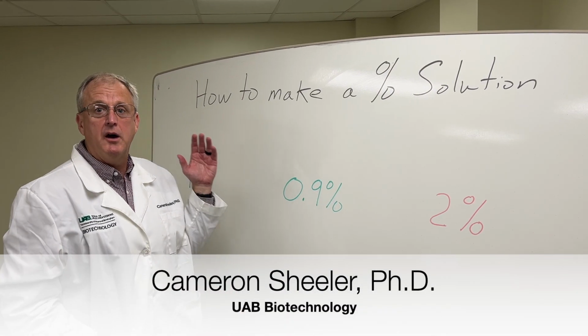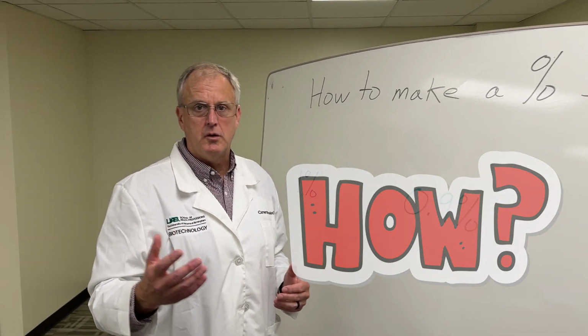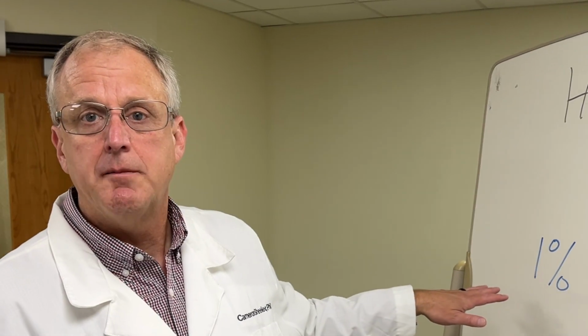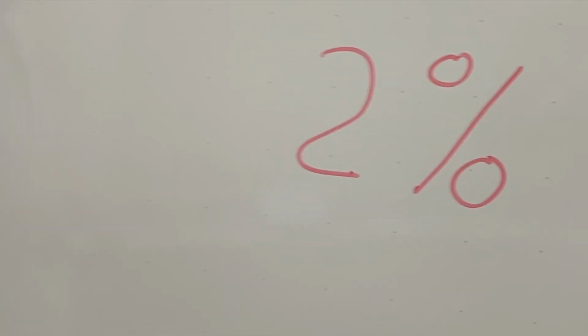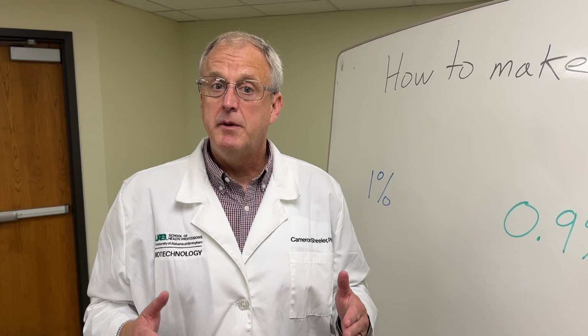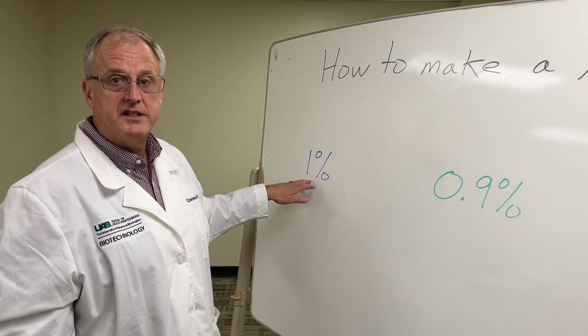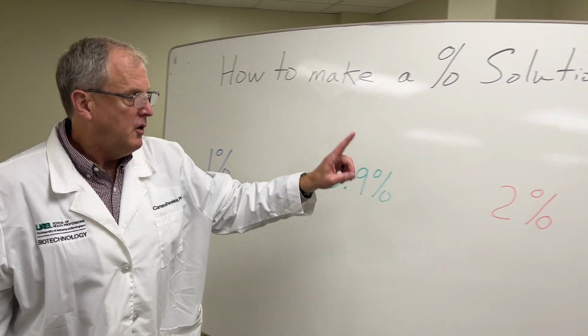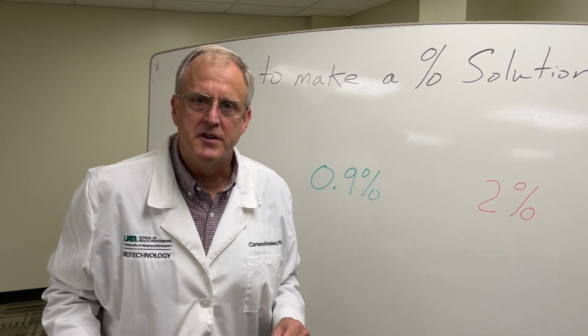Today we're going to talk about how to make a percent solution. You might ask yourself, how do I do that? Well, here's how we're going to do it. We're going to talk about how to make a 1% solution, 0.9% solution, or a 2% solution. Now, it doesn't have to necessarily be a solution. What happens if your professor, like me, tells you to make a 1% gel, 0.9% gel, or a 2% gel? The same procedure. Let's go over here and we can do a 1%.